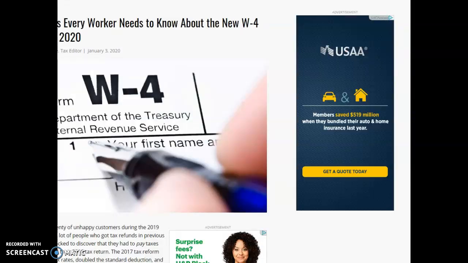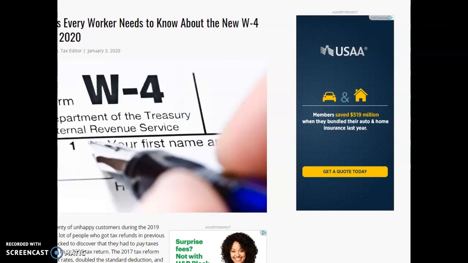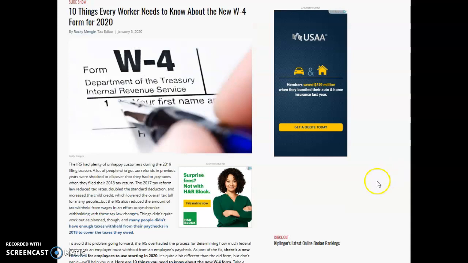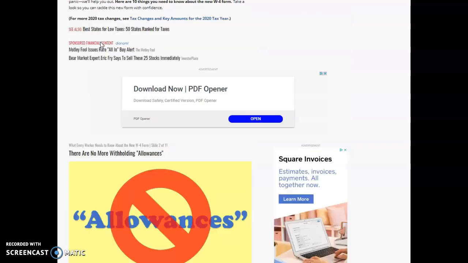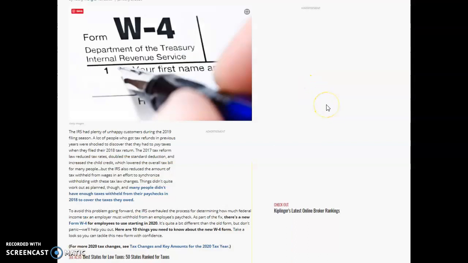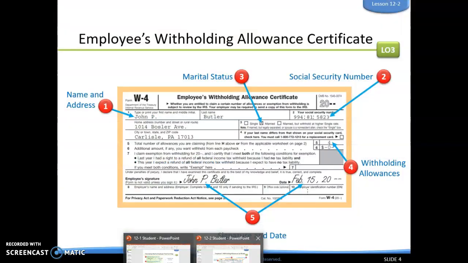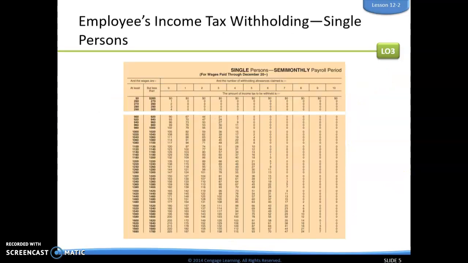I'm also going to include an article from Kiplinger, 10 things every worker needs to know. I don't think I can make this any smaller. Doggone it. Let me see if I can. Nope, it's not working. But I will include this article as well. There we go. Okay, I will include this article as well because it has some really good tips on and information about the difference between and what's new about the 1040 or the W-4 today. Okay? So let's go back because I'm running. Let's go back to our PowerPoint.